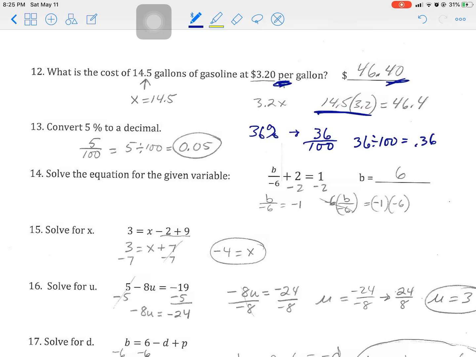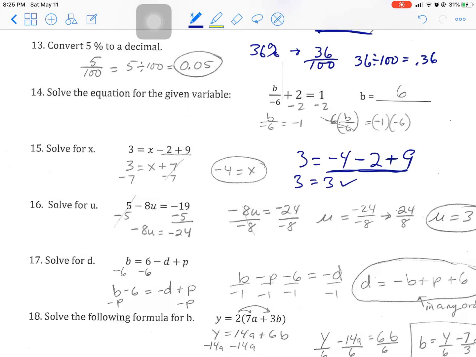To move the positive 7 to the other side, you subtract 7. 3 minus 7 gives you a negative 4. Remember, you can always put back in that negative 4. The important thing is the final answer, you can put this in your calculator and check that. What is negative 4 plus a negative 2 is a negative 6 plus 9 is 3. So that means that negative 4 is correct. Okay, you can take the time to do that if you want.